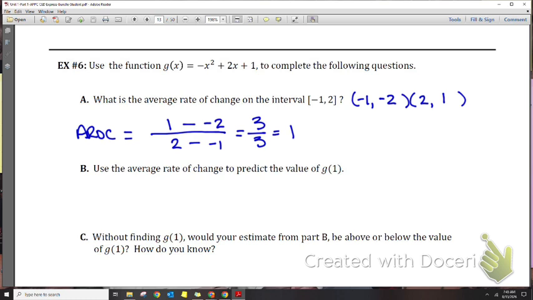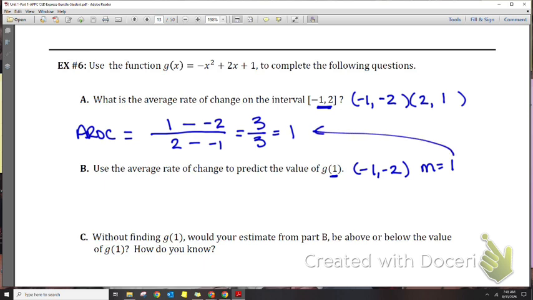All right, use the average rate of change to predict the value of g of 1. Well, we know that this 1 is in between these two. So we're going to use the line that connects those two to help us predict the value. So we know 2 points and we know the slope. So I'm going to pick one of those points. And I know that my slope was the 1. And this one right there is that one, okay?